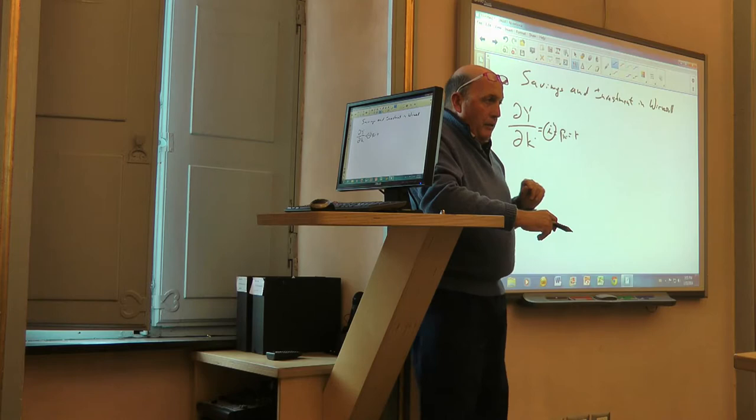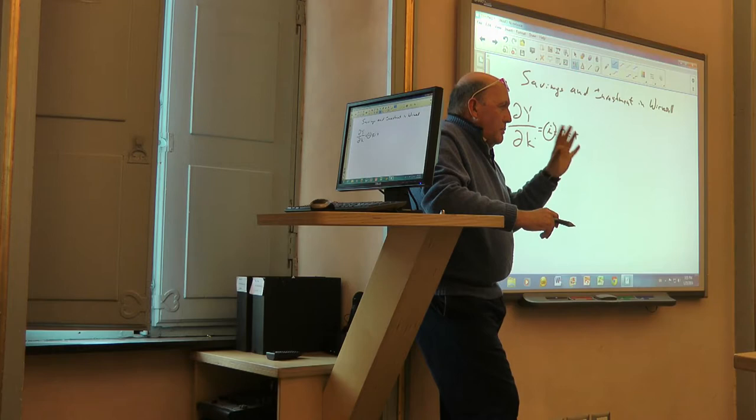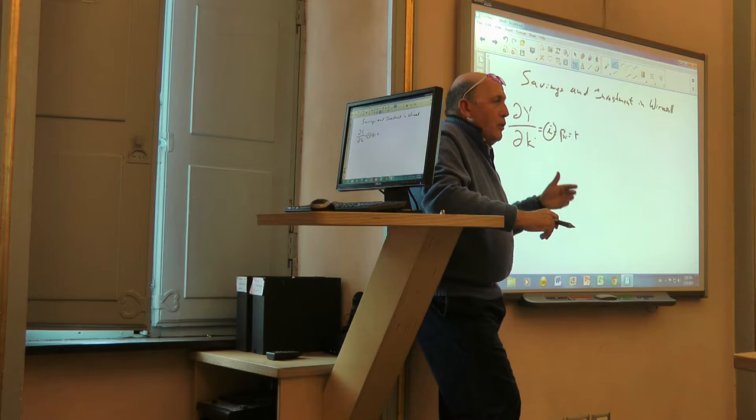In the classical system, Marx, Ricardo, all these people, savings and investment are conceptually identical. You save, it's like saving corn, okay? You save corn in order to plant it back.